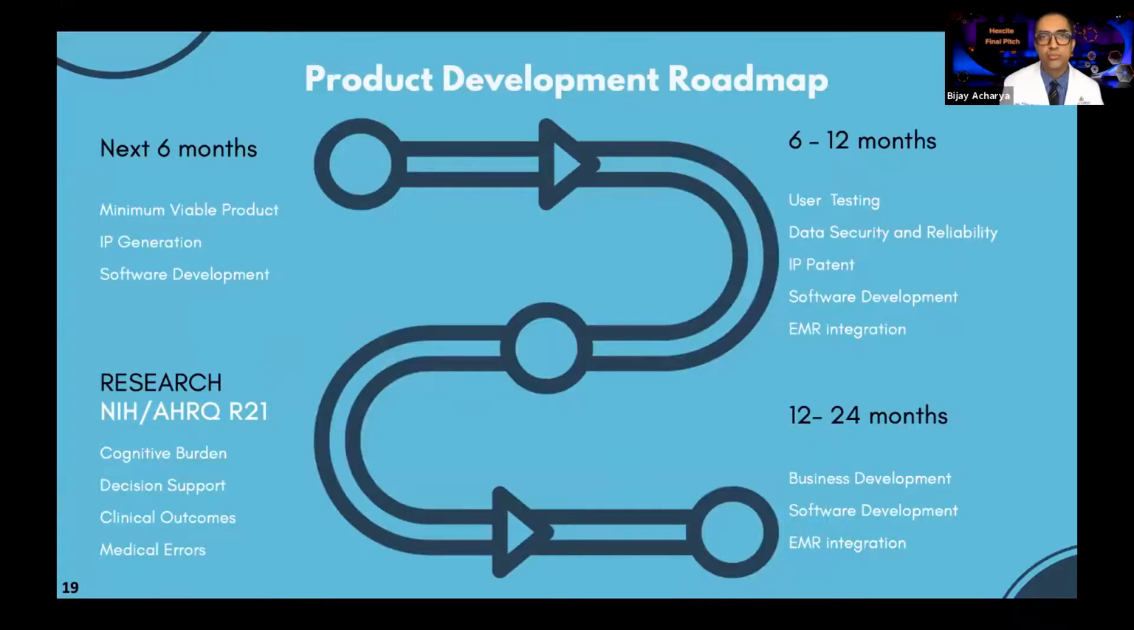Our current product development roadmap: we are actively seeking funds to develop a minimal viable product. We'll be working with the Hopkins Tech Ventures to build an IP, as well as continue our software development. We'll be working with the Johns Hopkins Technology Innovation Center to create algorithms to build decision support. And over the next 6 months, we'll be doing user testing with our hospitalist group where I work, as well as doing some data security and reliability testing, especially if you're deciding clinical information based on that. And then working on testing EMR integration.